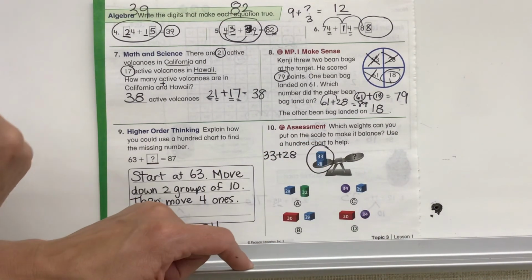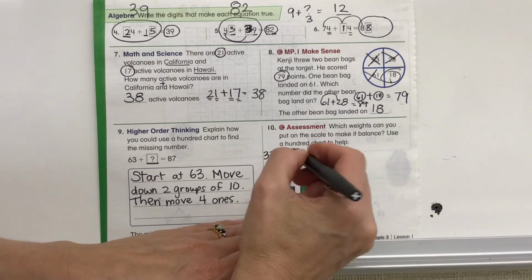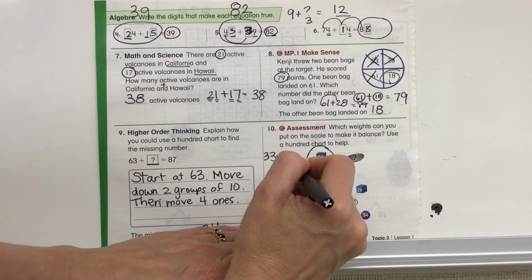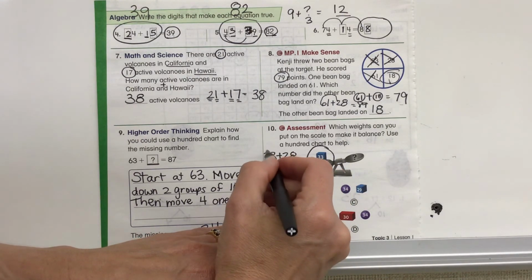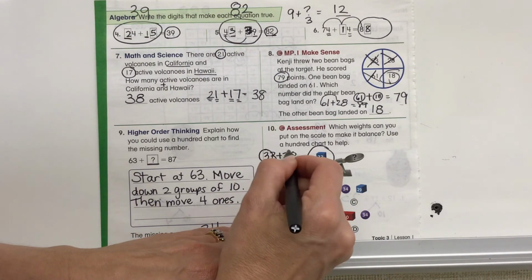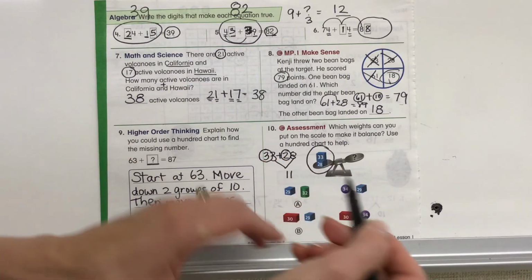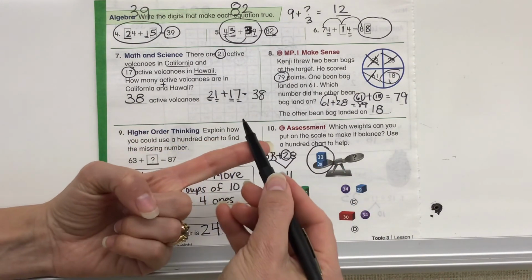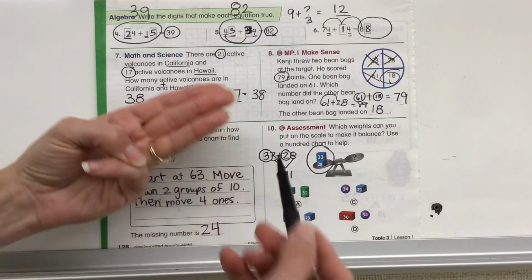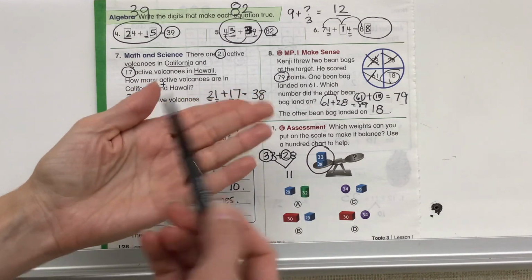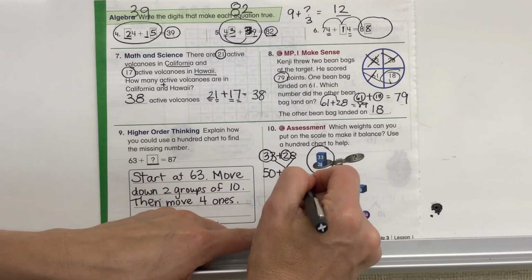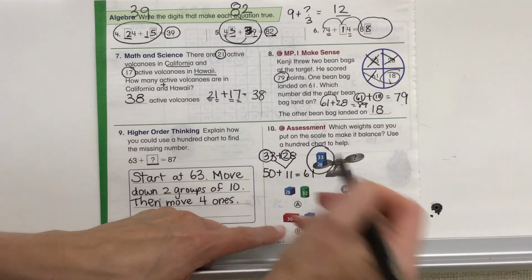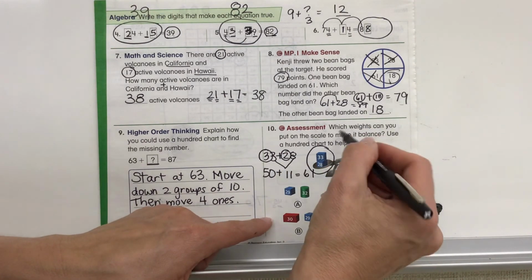So watch what I'm going to do with this one. This is another strategy. I'm going to add the ones first. 3 plus 8 equals 11, so I have 11 ones. And then I'm going to do the tens. 3 groups of 10 plus 2 groups of 10. So let's count. 10, 20, 30 plus 2 more, 40, 50. So we have 50 plus 11 equals 61. So we have 61 here.